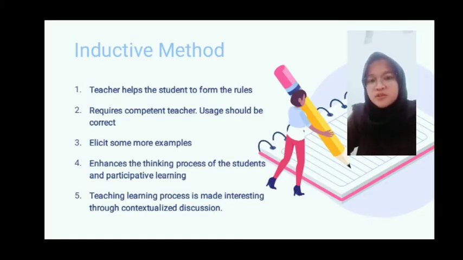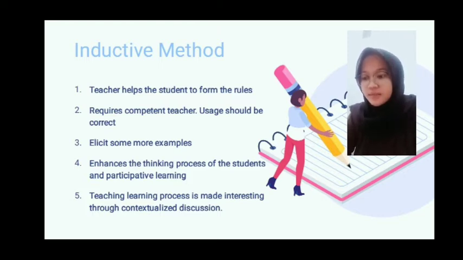I want to present about the inductive method. The first is the teacher helps the student to form the rules. There is a concept such as students always go to school on time at 7 a.m. So the student assumes that if they leave at 7 in the morning, they would be on time. Jadi di sini guru membantu siswa membentuk suatu peraturan seperti berangkat tepat waktu.